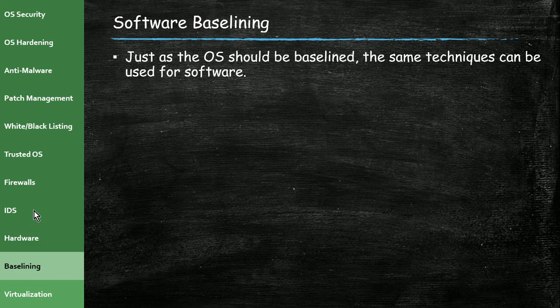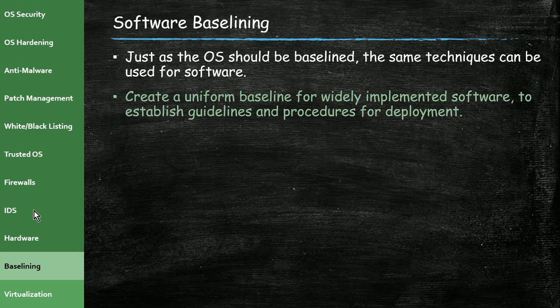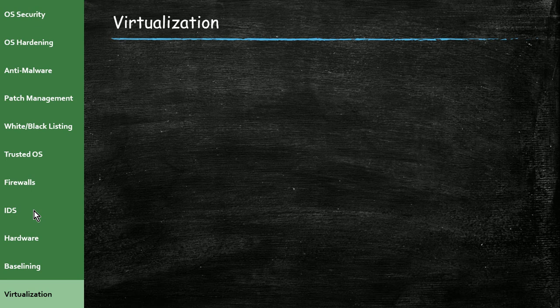So baselining, we've talked about baselining in other slide decks. In the operating system world, we can do operating system baselining, which is the same technique that we might have used for application software. Basically, we create a uniform baseline for widely implemented software and operating systems to use as a baseline for deployment. So if we've already identified what the absolute minimum components are, and what programs and daemons and services and so forth that we need, and what additional components we need to secure a system, that becomes our baseline, and we can use that baseline for deployment and make sure that we're deploying a consistent image.